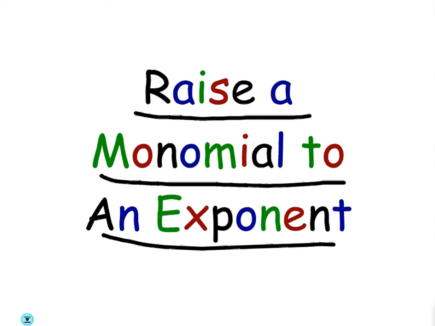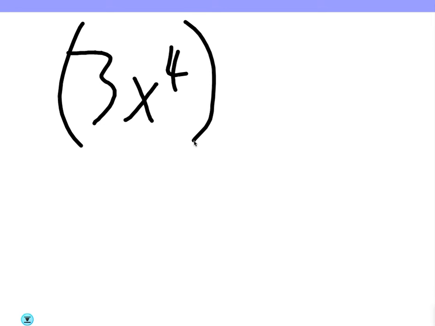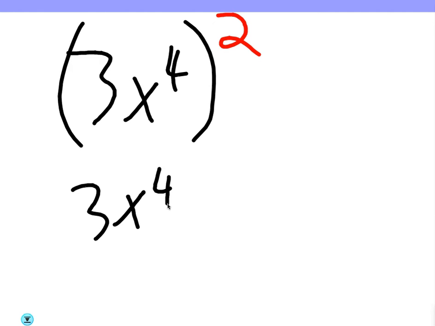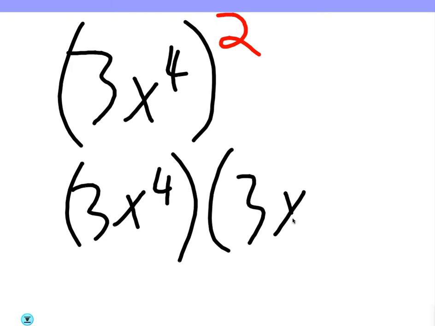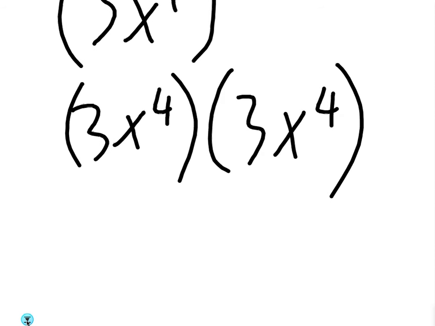Now, before we do the first example, again, I like to explain why we do what we do. I think it helps the concept click. So we're going to have 3x to the fourth, and we're going to be raising it to the second power. Okay, and like you guys have already learned, when you square something, you're multiplying it by itself. And so I can rewrite this as 3x to the fourth times 3x to the fourth, right? And so basically what ends up happening is we multiply the 3's together, and then we multiply the x to the fourths together.